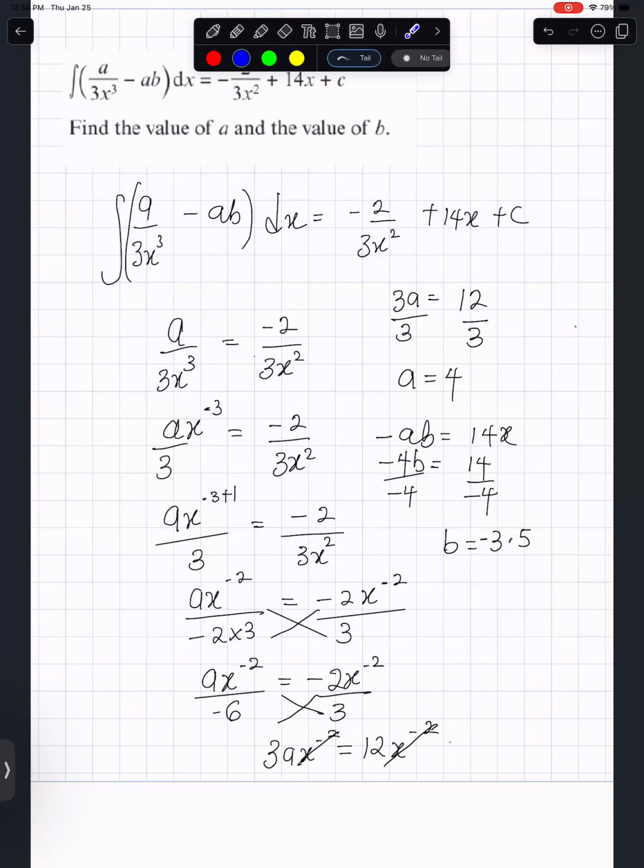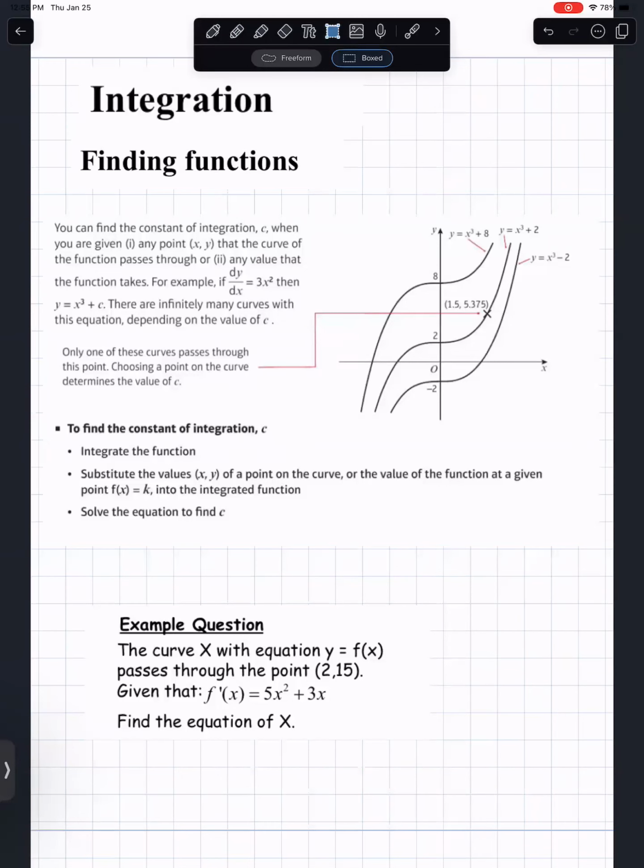So we'll move further to using integration to find the function of x. We'll proceed to finding functions. You can find the constant of integration c when you are given any point (x, y) that the curve of the function passes through. If you are given any point on your graph that the curve is passing through, you can use it to find the constant of integration c.